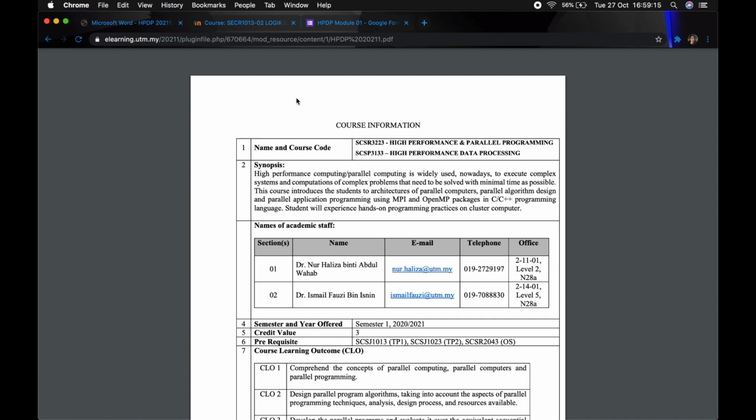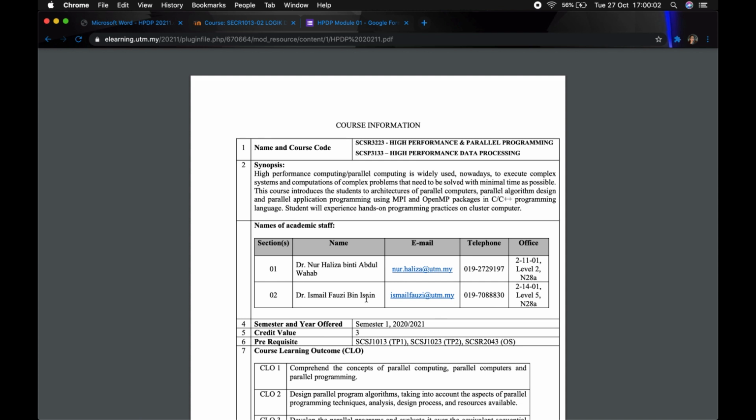Okay, this is about our course information. For this semester we have 2 sections: section 1 is myself, Dr. Nurhaliza Binti Wahab, and section 2 is Dr. Ismail Fauzi. Previously one section was handled by Dr. Ismail, so he has quite mastered this subject. If you want to refer to him, any question you are allowed to, but don't make him your reference book 24/7, because he also has a lot of other subjects to handle.